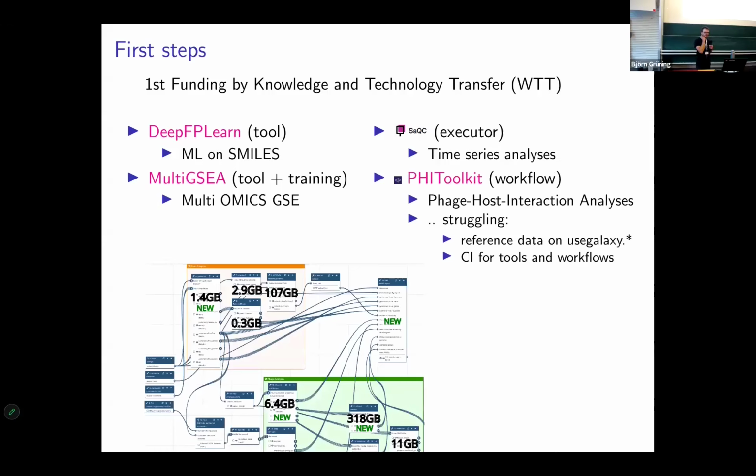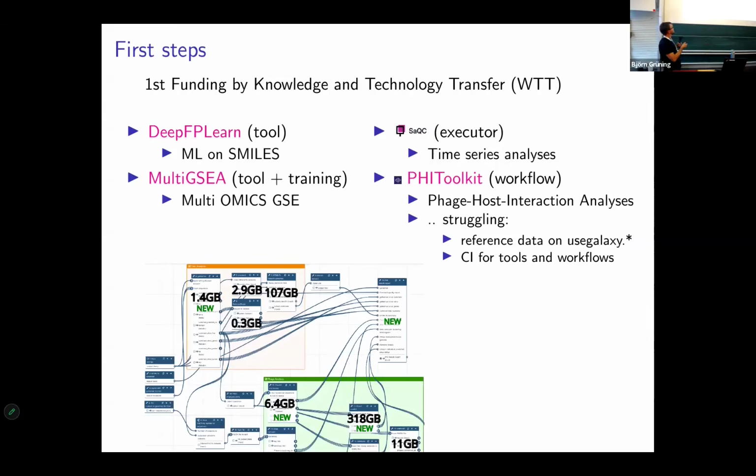And the next one was a workflow, actually, the Phi toolkit, which does phage-host interaction analysis. So what you give it is assembled genomes. Then you analyze hosts and contained phages in this bacterial host, and then you analyze the phages, and in the end you create a report.